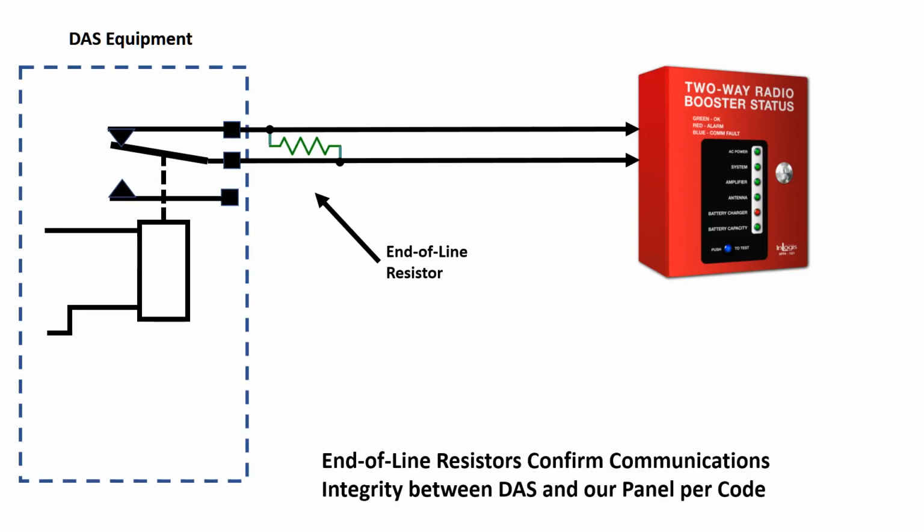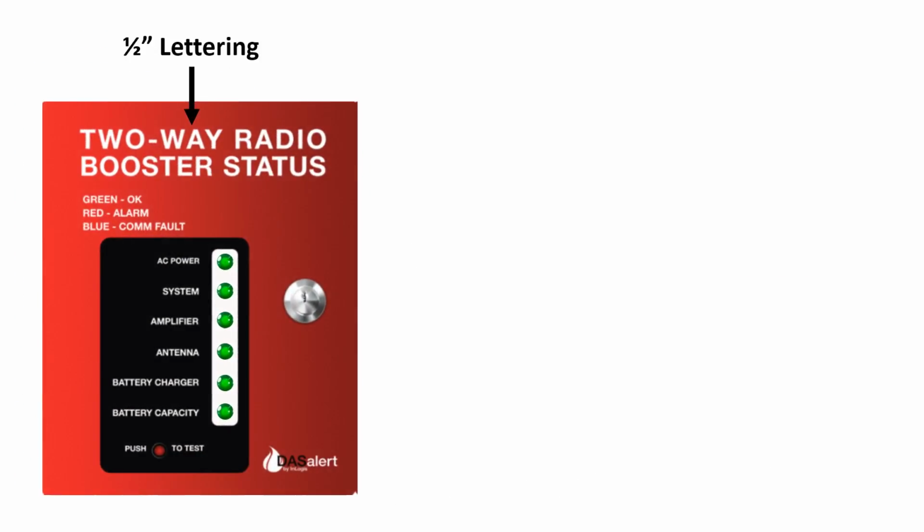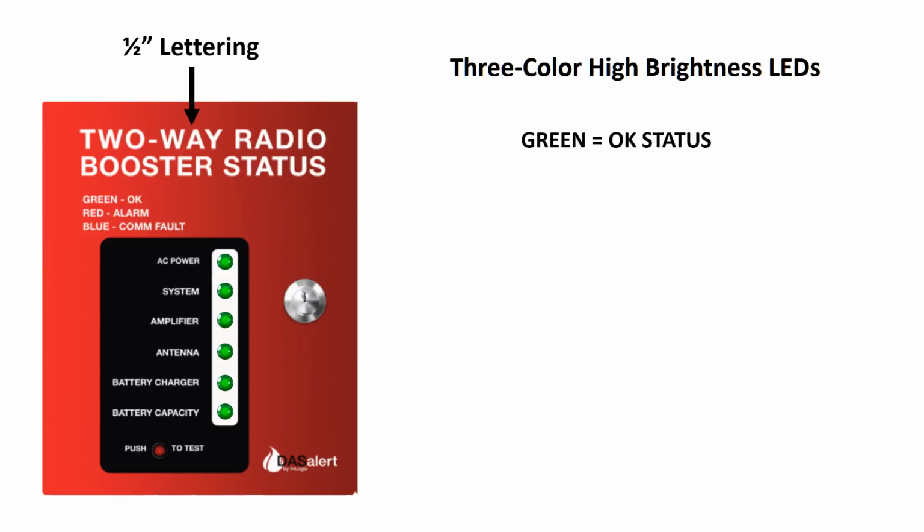To monitor communications integrity with your equipment, we utilize the same standard method that most all fire alarm systems use. An end-of-line resistor is placed at the DAS equipment that our panel senses. If the cables between your system and our panel are shorted or open, a communications fault or alarm is generated. Large lettering and ultra-bright indicators can easily be seen by first responders. We use a green LED to indicate good or OK normal status, red to indicate an alarm, and a blue color to show a communications fault.